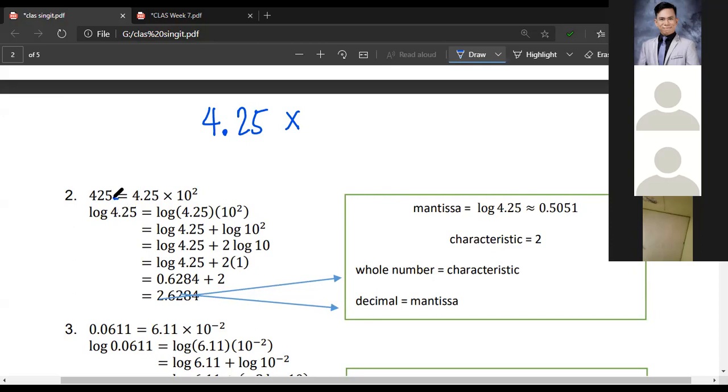Ilagay niyo po yung decimal point sa dulo kapag wala siyang decimal place. Ngayon, i-move niyo siya na nasa left niya yung ones digit. So, lipat natin dito. So, 4.25. Ilan steps yung ginawa niya pa right? Ay, left pala, sorry. Pa left, 2. So, kaya siya 10 raised to 2. Tama.